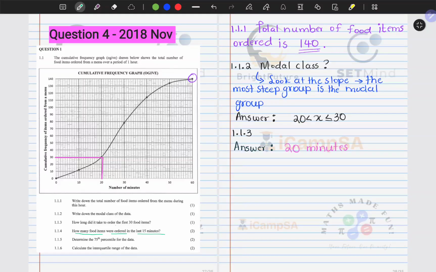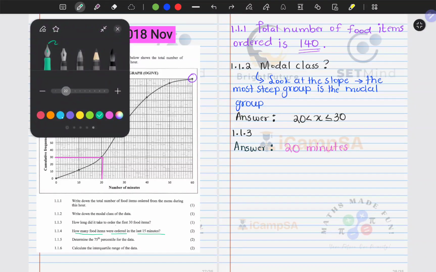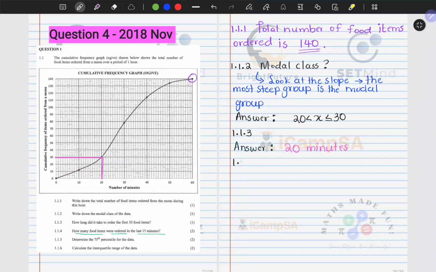So we need to ask ourselves, what is the last 15 minutes? Okay. So now, if you think carefully, the total time that we are going to take is 60 minutes. So let's think about our answer. Let me quickly note down. So we're solving 1.1.4. So if you observe carefully, we can look at the total time, which is 60 minutes.